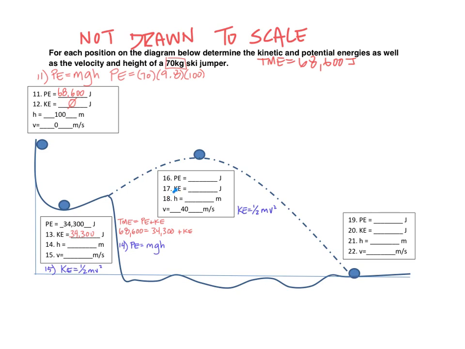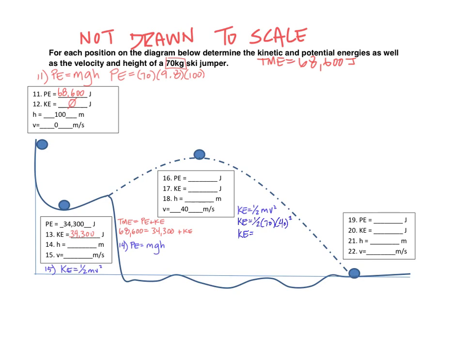Remember, kinetic energy plus potential energy equals 68,600. So if you can solve for KE, then you can solve for PE. So let's solve for KE. KE equals 1/2 times the mass, which was 70, times the velocity, 40, squared. So I'll give you a second. I want you to calculate this. Go ahead and pause the video.